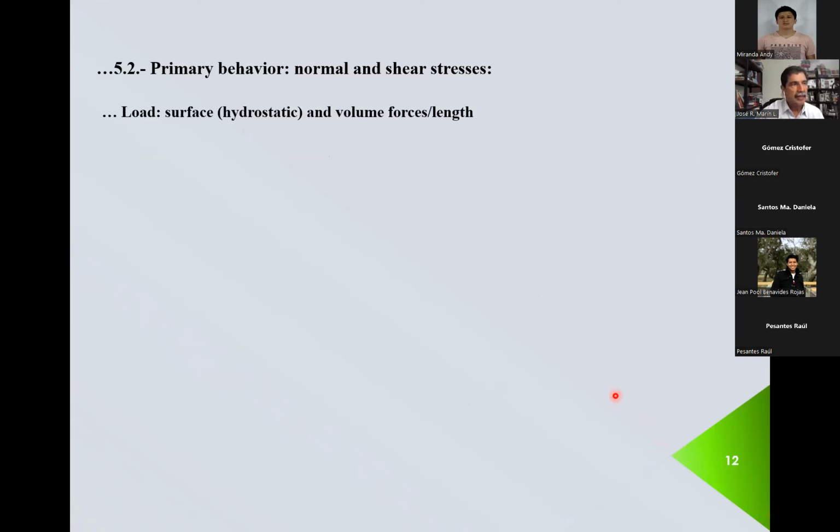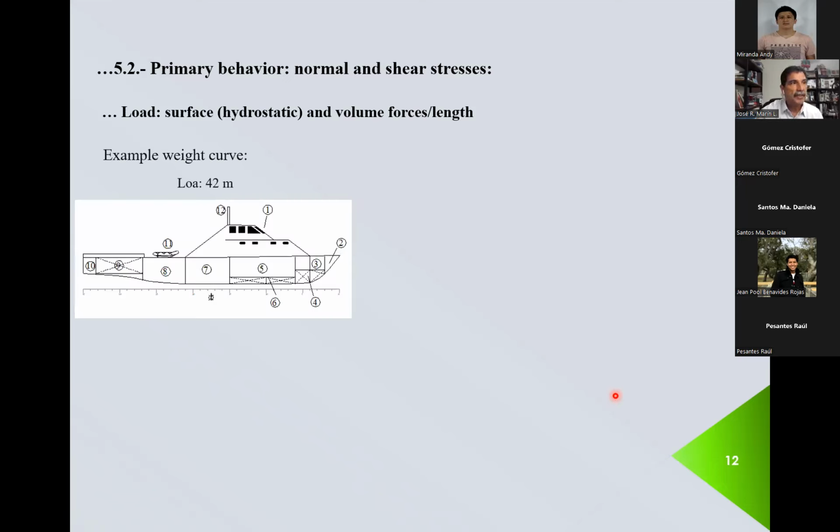This is an example. It's not a large ship. It's a 42-meter long ship. It was part of the design that was developed by Engineer Moreno. He did this 20 years ago, and I had this information, so I put it from his thesis. Right now he's the Lloyd's surveyor for this area, Panama, Peru, and Ecuador, I think. So he has improved in his professional career.